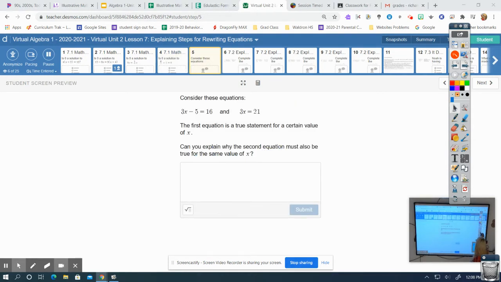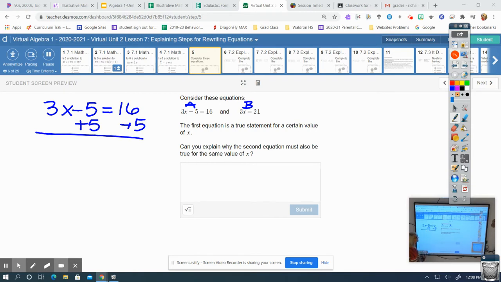All right, this next one was talking about the properties that we can use to solve equations and get from one step to another while maintaining equality. So we have 3x minus 5 equals 16. If we're solving these, we can rearrange things, and there are things that we can do to keep the equations true. To get from equation A to equation B, they simply added 5 to both sides.